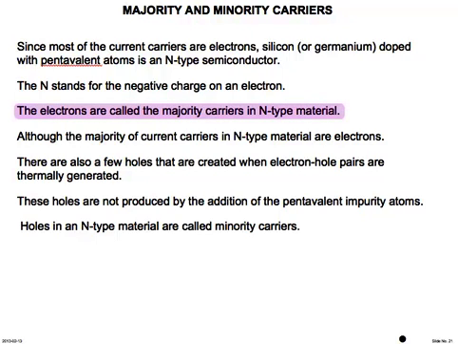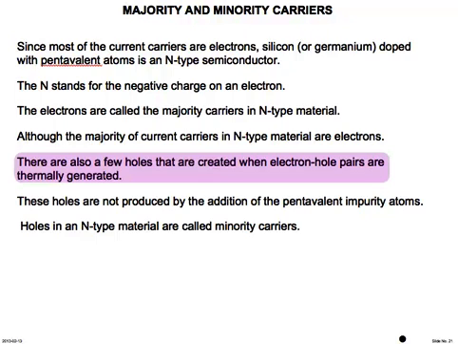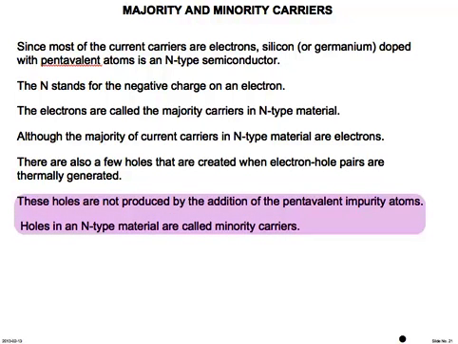We still have a few of those electron hole pairs. So remember those thermally generated atoms that broke free out of the orbit and then left a hole and moved into another hole. We still have some of those, so we call those our minority current carrier.